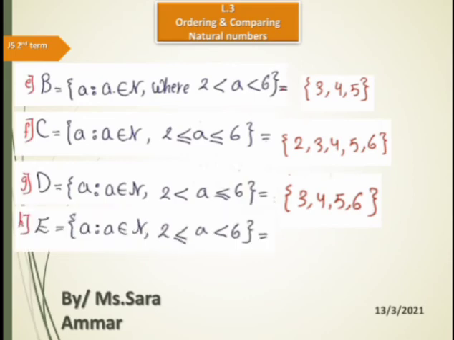Question H, the final inequality here. It's also A between 2 and 6, but we have an equal sign next to the 2, which means we're going to start with the 2. So it's 2, 3, 4, 5, but we're not going to write 6 because we don't have an equal sign next to it.